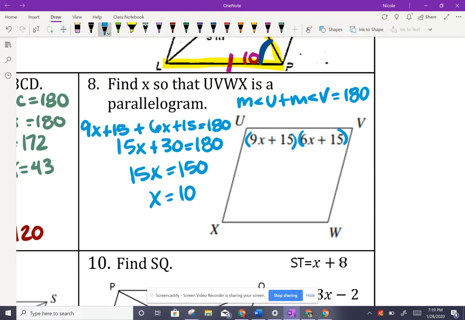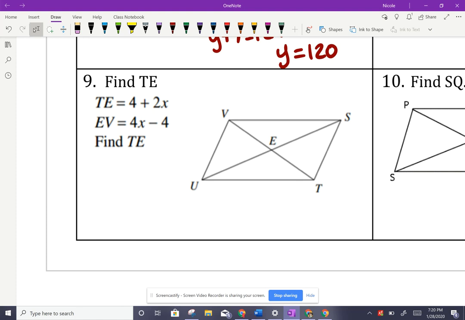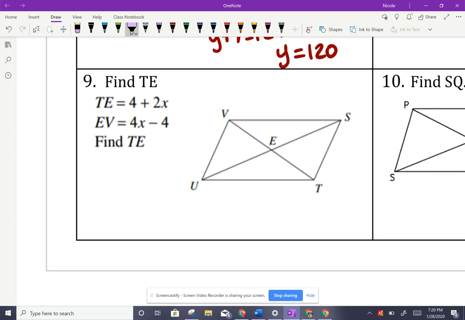All right, let's look at example 9. Okay, we have a parallelogram and we're going to try to find TE. So TE is a part of a diagonal. So I have a few diagonals here, and when I say a few, I mean two. So I have this diagonal, VE and ET. So I have two pieces, TE and EV. Those are the two pieces of my diagonal.